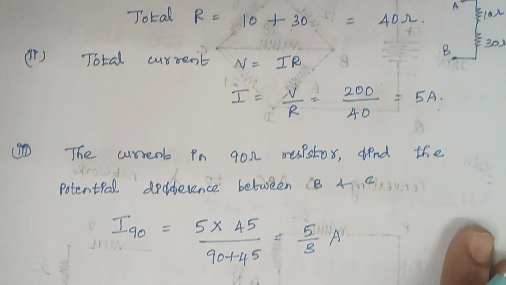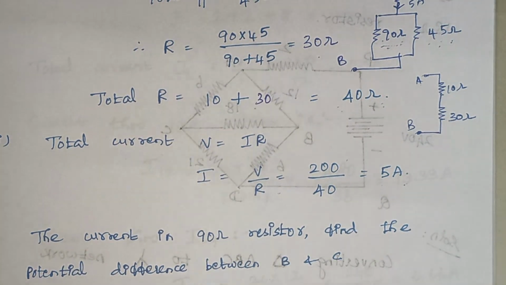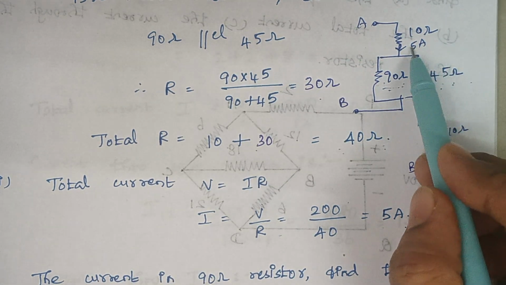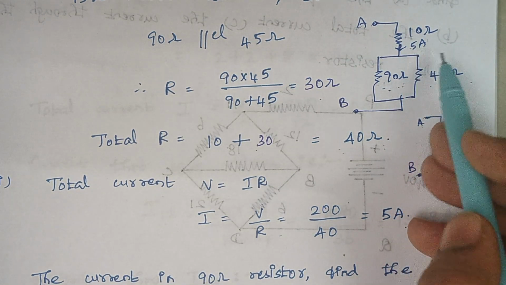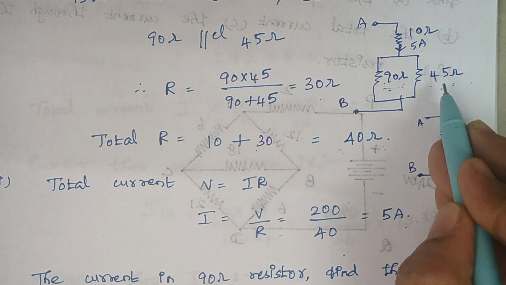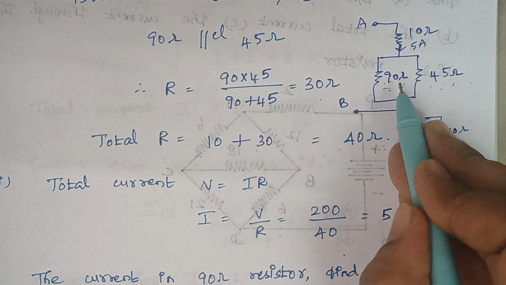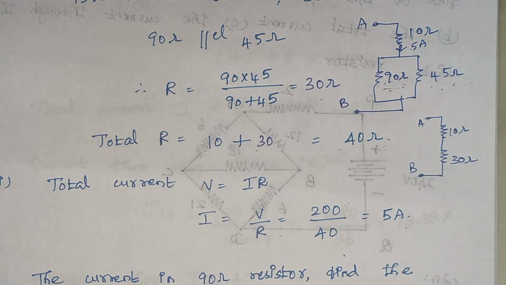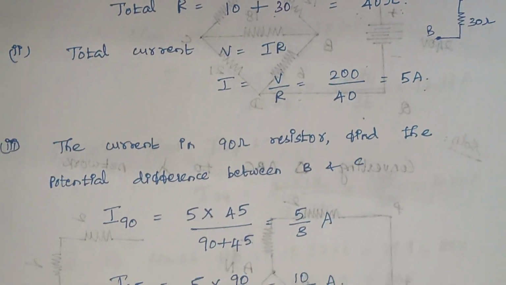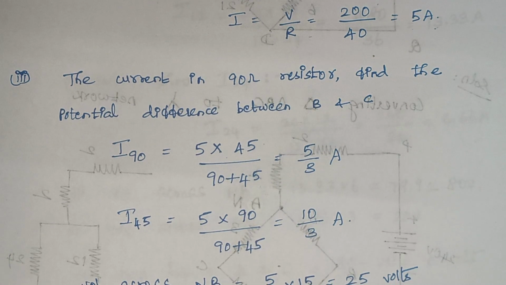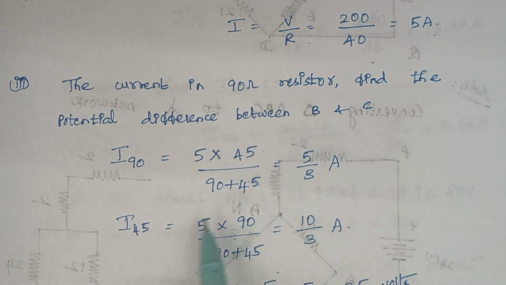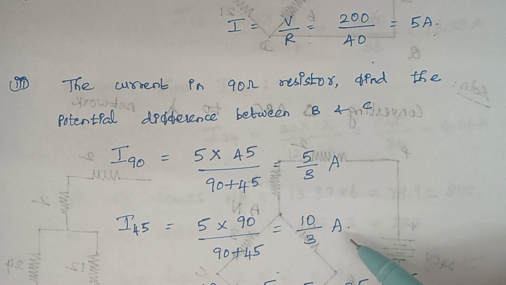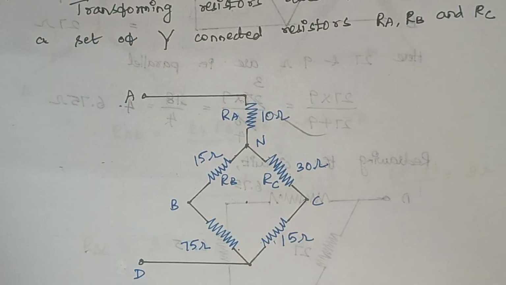And the next thing is we are going to calculate the current that flows through this 45 ohm resistor. Again, the total current is 5 amps into the opposite resistance, the resistance opposite to this 45 ohm, which is 90. So 5 into 90 divided by 90 plus 45, right? That gives an answer of 10 by 3 amps. So once the value of current is calculated, we can easily calculate the voltage.